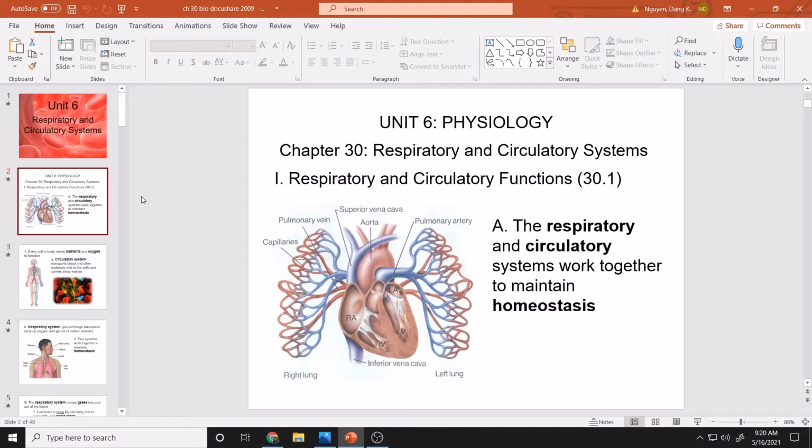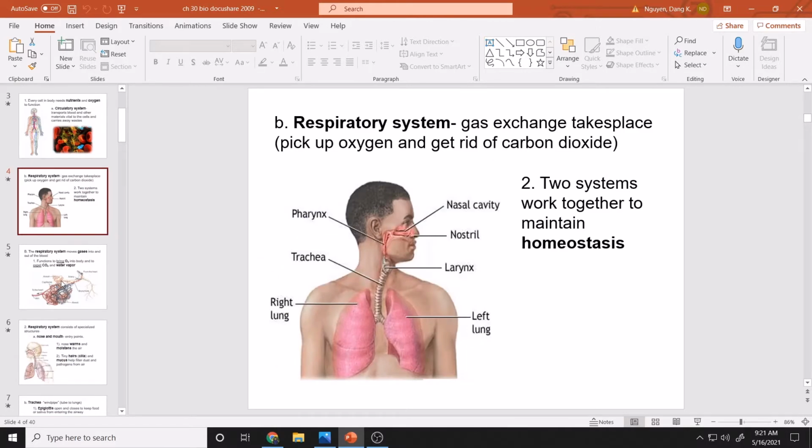And then finally, the respiratory system, your lungs, will then expel all the waste products, the gases, things like CO2, because you don't want them to build up inside your body. We'll first look at the structure of the respiratory system. This is where the gas exchange takes place. So you pick up oxygen and then you get rid of carbon dioxide. So the structure is here.